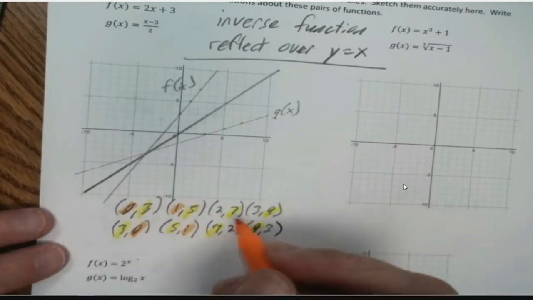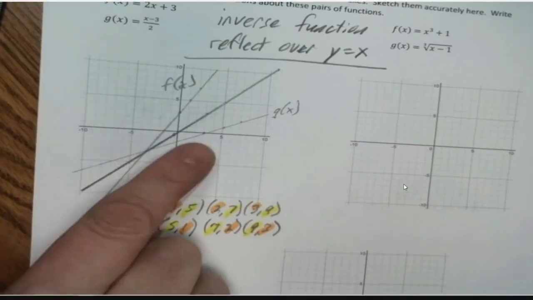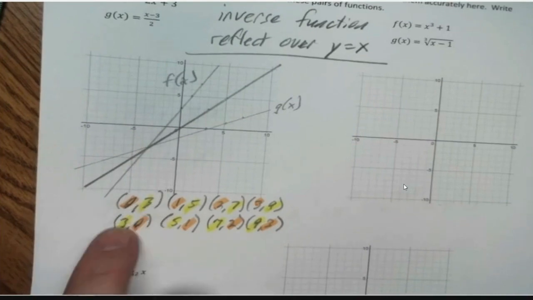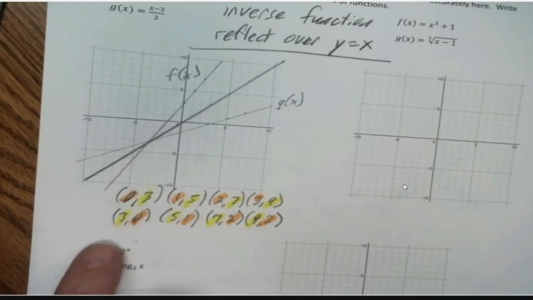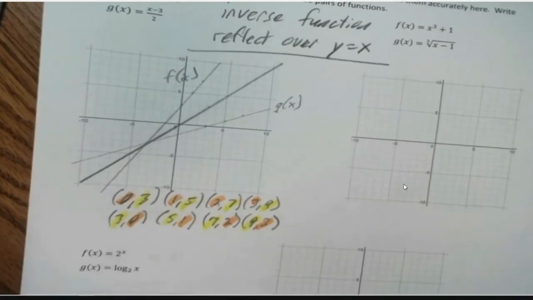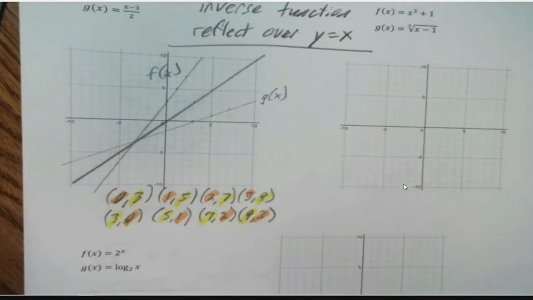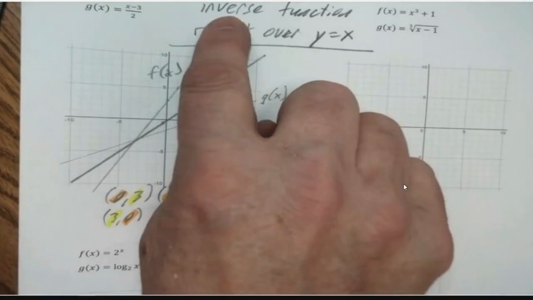The 1 becomes a y. The 2 becomes a y. 3 becomes a y. They trade places. When they reflect over y equals x, suddenly the y equals the x. The y equals the x, and the x will equal the y. So that's an important thing to note on inverse functions.